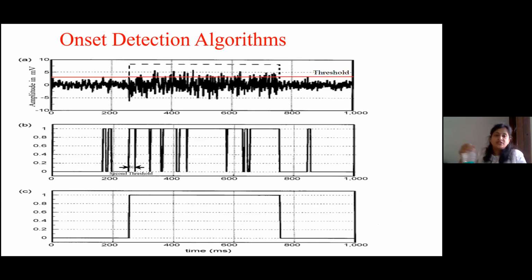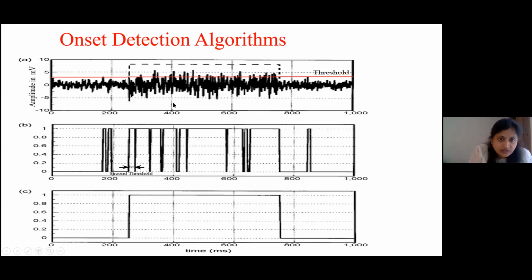Let's see some onset detection algorithms which are there in the literature. The first basic algorithm is the single threshold algorithm, and the second is the double threshold algorithm. So what is the single threshold algorithm? This threshold is detected by considering the noise in the signal. So suppose this is your threshold. Whenever your signal is crossing the threshold, it will be detected as onset. And whenever the last point is crossing the threshold, it is detected as offset.